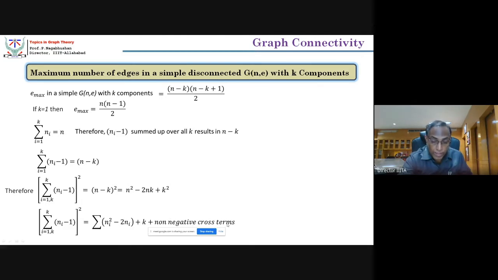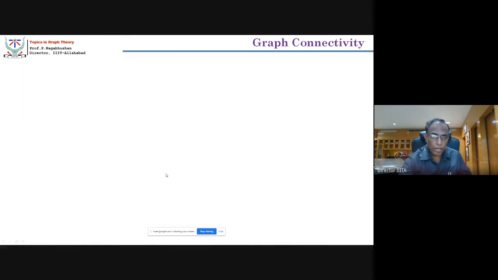plus a lot more non-negative cross terms. Here there are many more terms also, right? This is sigma. Please note that. Therefore, there are many cross terms. In general, if I drop all these cross terms, I can tell that this summation should be less than n square minus 2nk plus k square in general. So this should be less than or equal to this. That is what I am going to write down next.